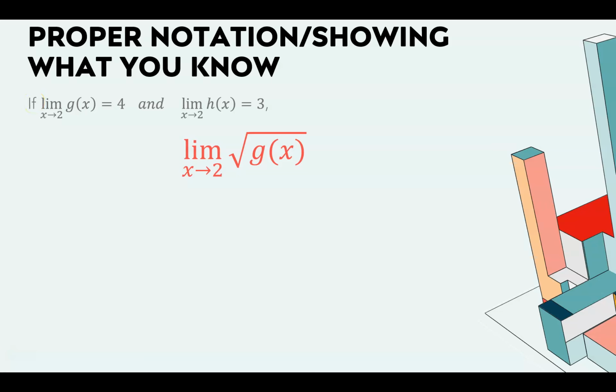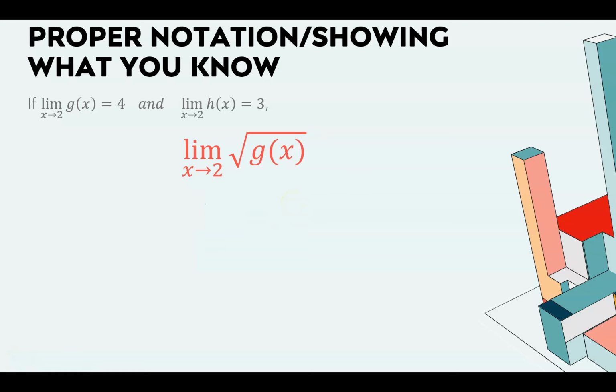So we don't know what g is. G might look like a sine curve. G might be exponential. All we know is if we put numbers near 2 into g, we get y values closer and closer to 4. So what you're supposed to know is that the limit of the square root of a function is the same as the square root of the limit of that function. And this is making an exact substitution.